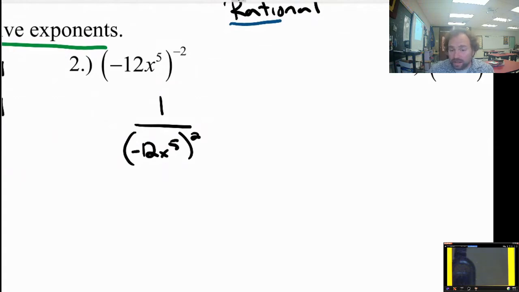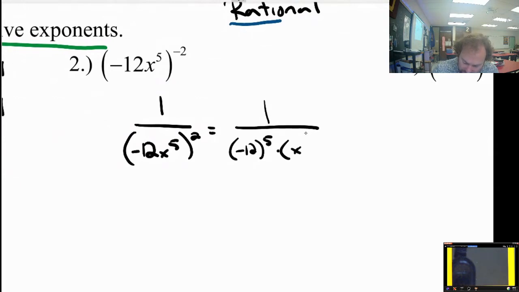And now we can apply the raising a power to a power rule. We're going to raise negative 12 and x to the fifth to the second power. If I'm breaking this all down, this is negative 12 squared, my fault, it's negative 12 to the second times x to the fifth to the second. That power distributes the way you would use a distributive property. So this is 1 over positive 144 x to the 10th. That's what we're looking for there.